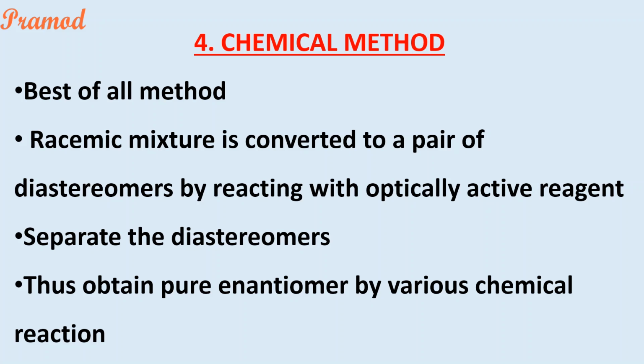So what do you do in this method? The racemic mixture is converted into a diastereomer by reacting with an optically active compound. Then you separate the diastereomers, and thus you obtain a pure enantiomer. This is done through various chemicals.